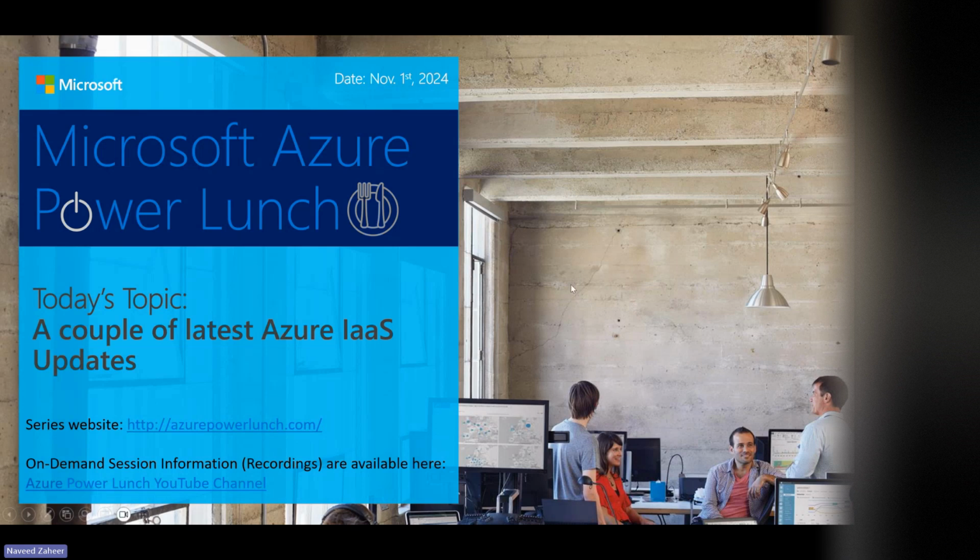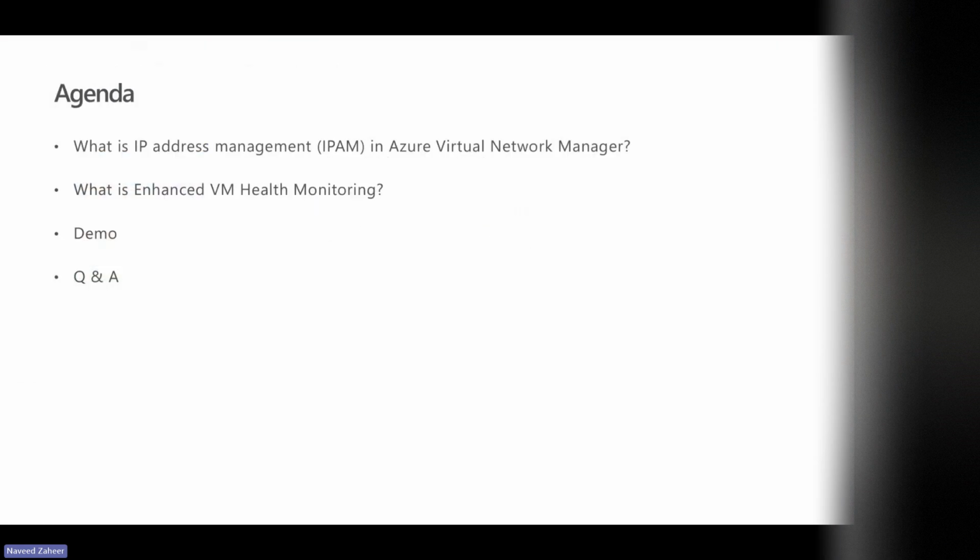And today we are going to be talking about a couple of Azure infrastructure service updates. One of those is the ability to do IP address management in Virtual Network Manager. And the second one is about enhanced VM health monitoring. So both of these we are going to be discussing.